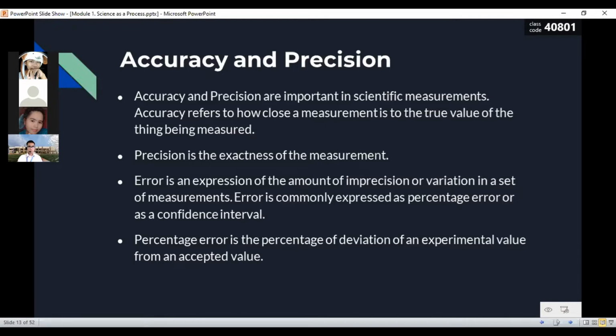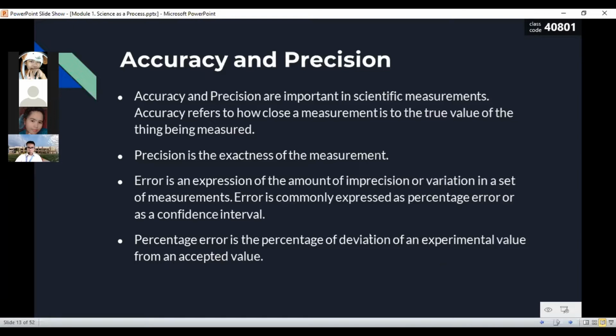The next one is error. Error is an expression of the amount of imprecision or variation in a set of measurements. Error is commonly expressed as percentage error or as a confidence interval. So, kung hindi precise yung measurements, that is what we call error.